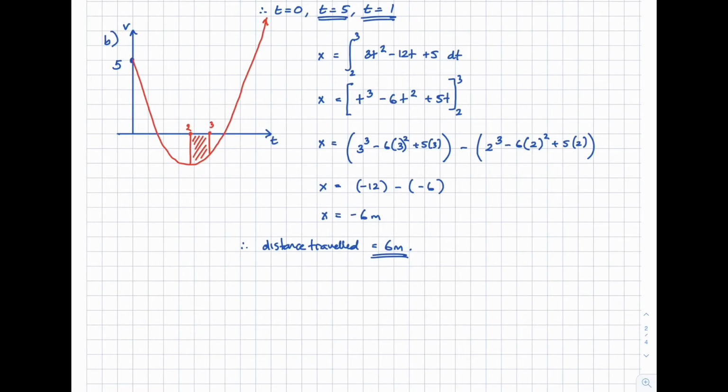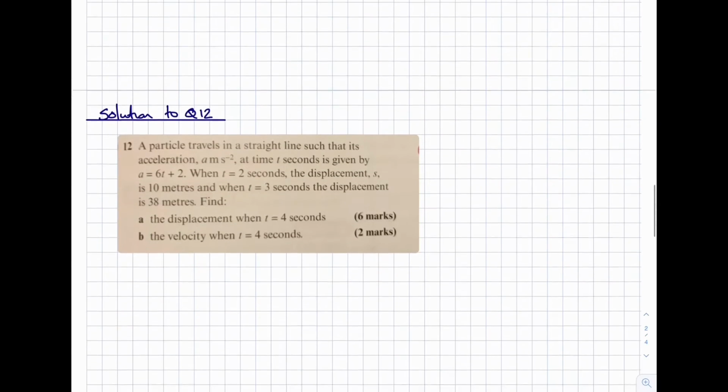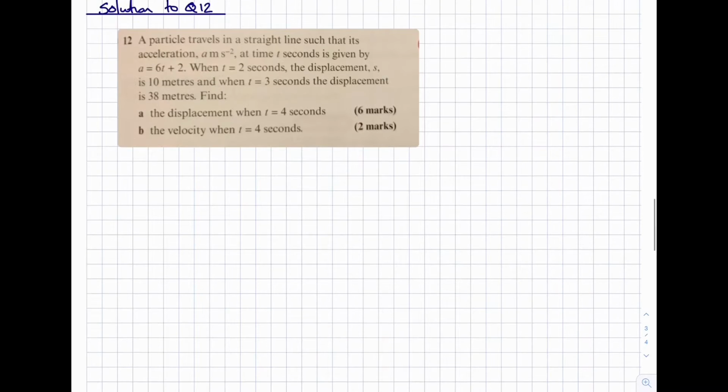Okay, one final question that was also part of the homework, and that was question number 12. So let's have a look at this one over here. Now in this particular case you're given acceleration in terms of t. Okay, so let's just quickly jot that down. So we're told acceleration is given by 6t plus 2.